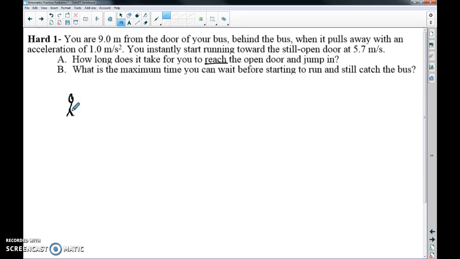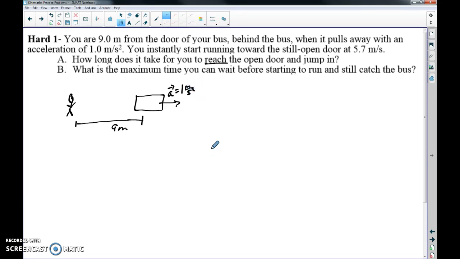And here you are. Okay, you're 9 meters behind the bus. And I'm just going to draw a box for our bus. Okay. And it pulls away. I know my bus has an acceleration of 1 meter per second squared.